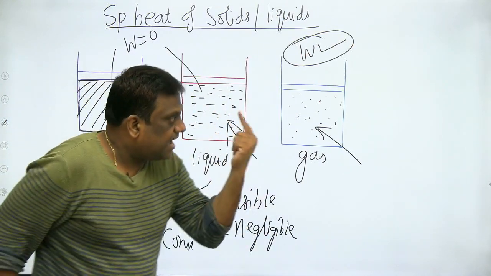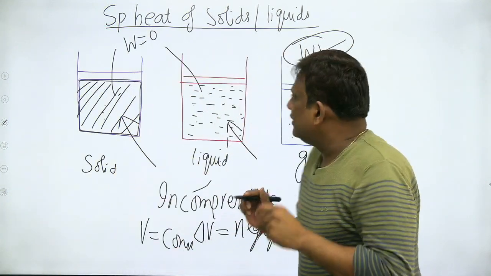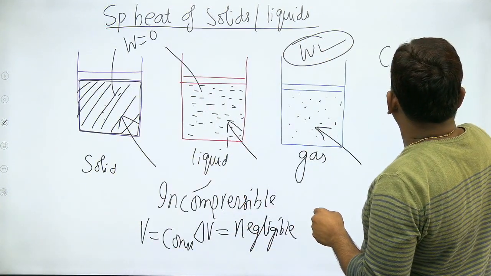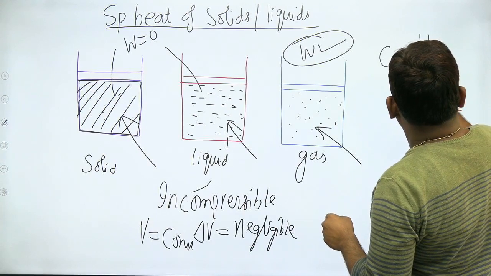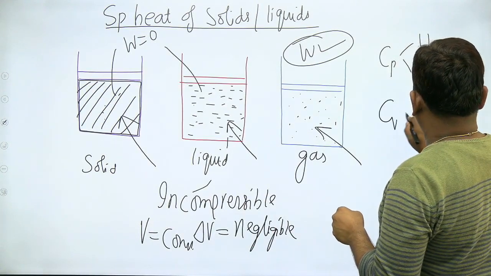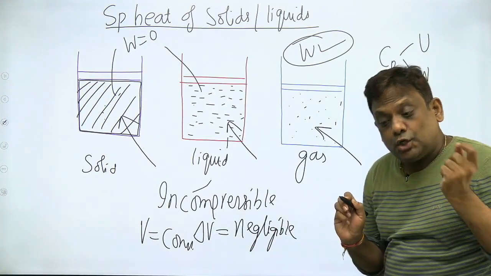So, इससे क्या फर्क पड़ रहा है? देखो, just now we saw that Cp includes internal energy and external work, and Cv includes internal energy only.